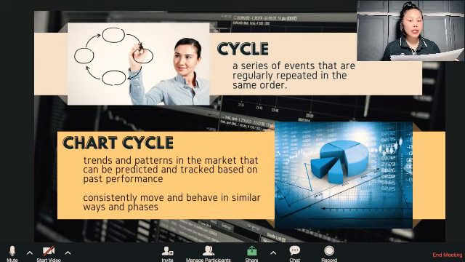Let us start with our first key point, definition of terms. Let us first define what a cycle is. By definition, a cycle is a series of events that are regularly repeated in the same order. Referring to a chart cycle in relation to stocks, we define this as trends and patterns in the market that can be predicted and tracked based on past performance. An evident feature about these cycles is that they consistently move and behave in similar ways and phases.